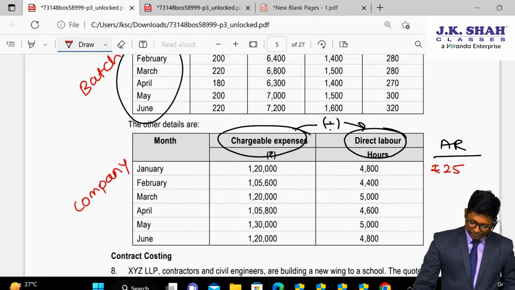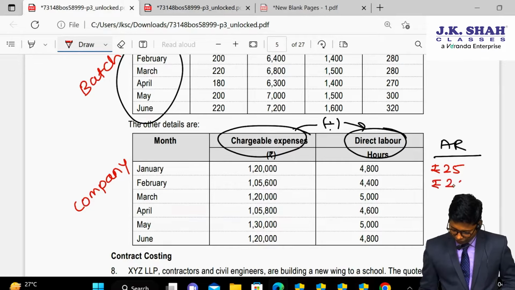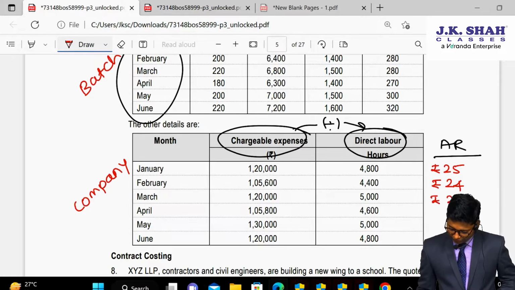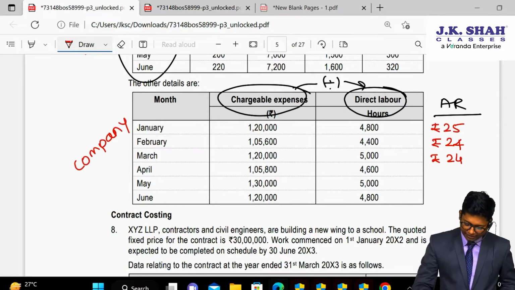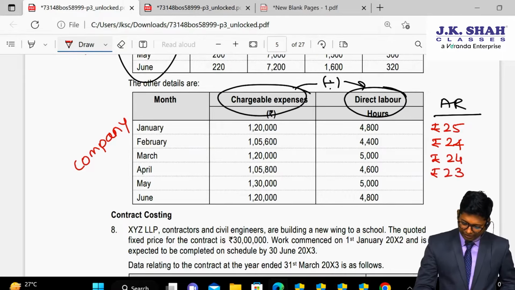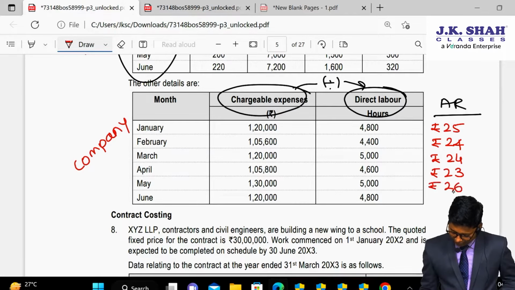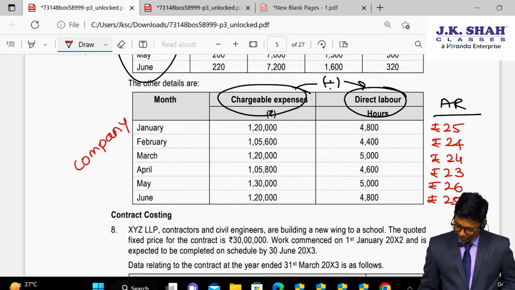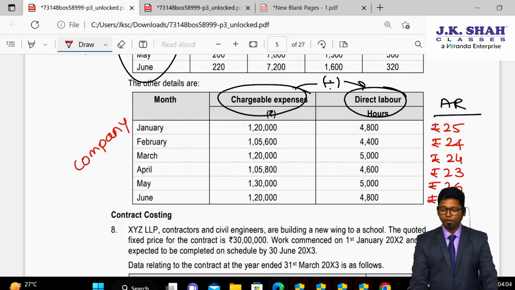Then 1,05,600 divided by 4,400 will give you absorption rate of 24. Then 1,20,000 divided by 5,000 will give you absorption rate of again 24. After that 1,05,800 divided by 4,600 will give you absorption rate of 23. Then 1,30,000 divided by 5,000 you will get absorption rate of 26, and finally 1,20,000 divided by 4,800, again you will be getting absorption rate of 25.